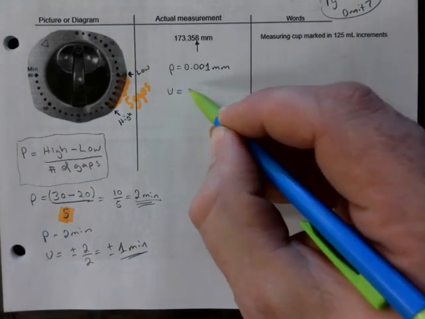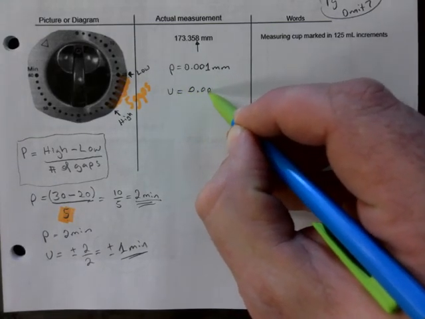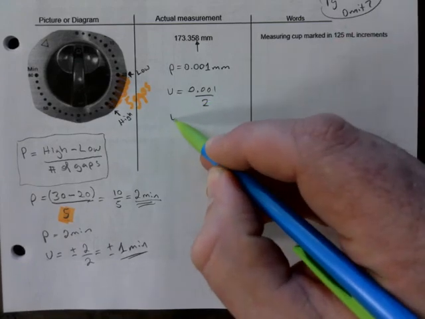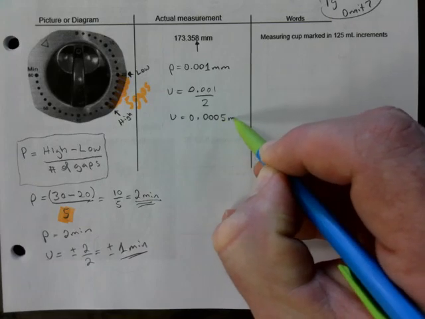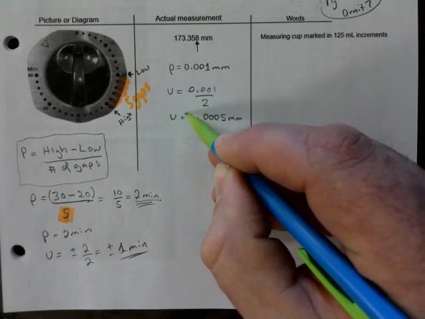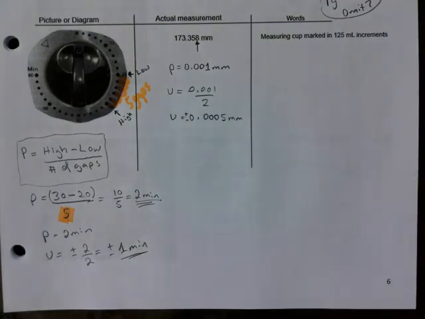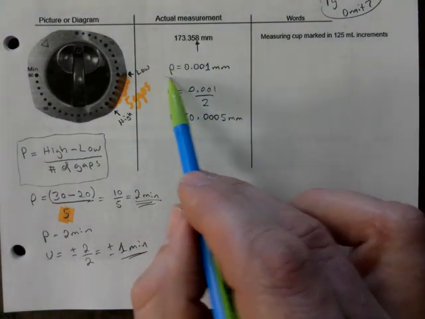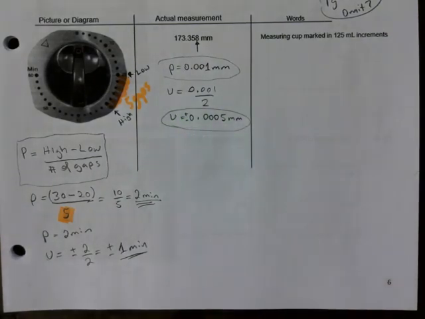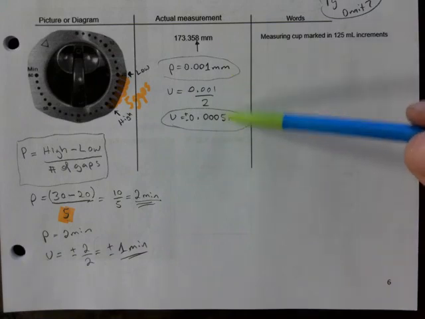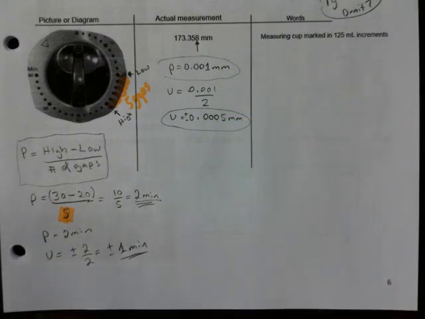The uncertainty is 0.001 divided by 2. That's 0.0005 millimeters, right? And go plus or minus just to be safe. So here's your precision. Here's your uncertainty. And moving forward, everything that we measure will have these two. Okay.